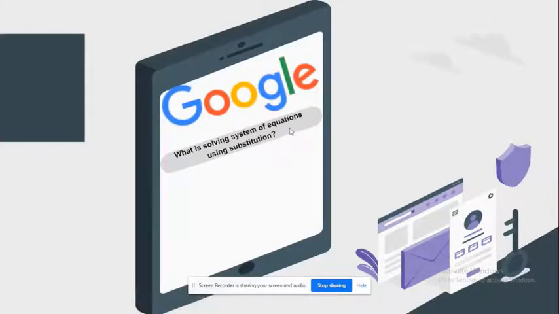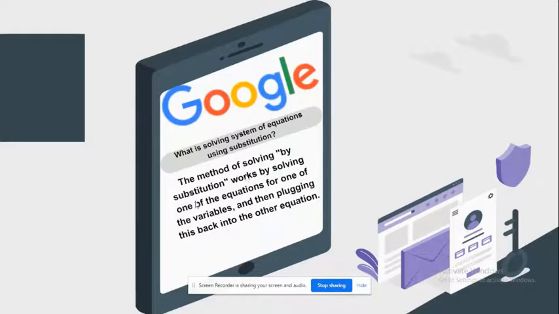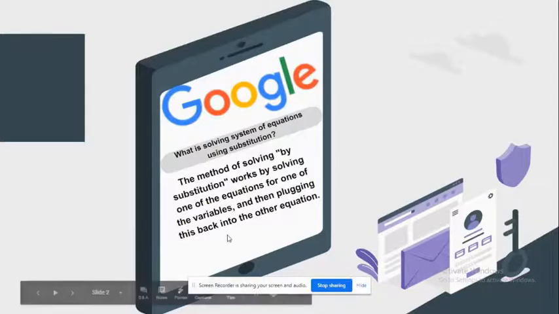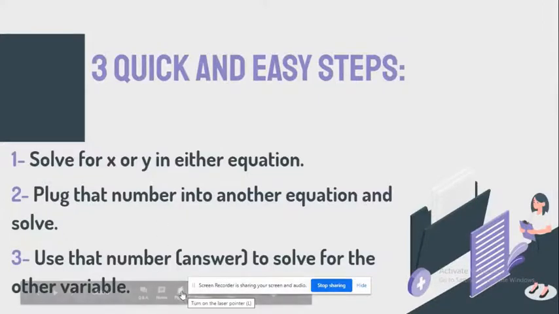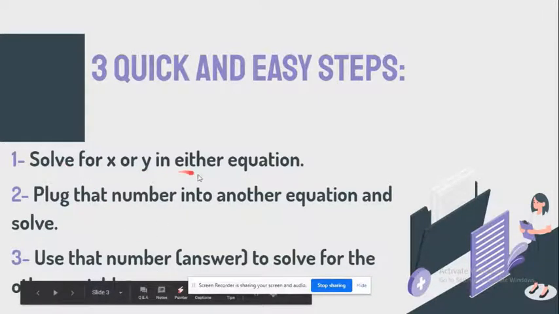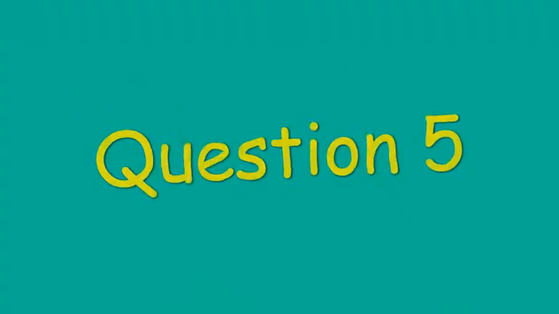What is solving system of equations using substitution? The method of solving by substitution works by solving one of the equations for one of the variables and then plugging that number back into the other equation. There are 3 quick and easy steps. Step number 1 is to solve for x or y in either equation. Step number 2 is to plug that number into another equation and then solve. And step number 3 is to use that number or answer to solve for the other variable.